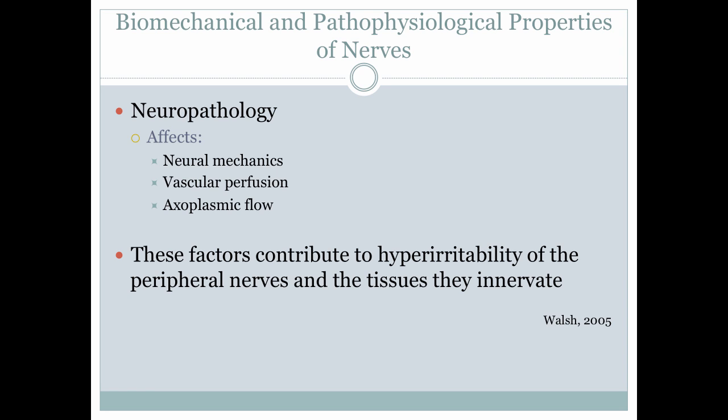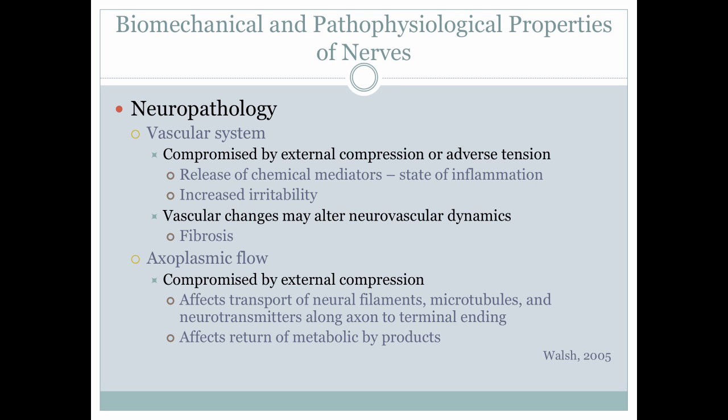So if we look at the pathology or how that affects the peripheral nerves, basically we can describe three effects, and those are changes in neural mechanics, vascular perfusion, and then axoplasmic flow. And these factors contribute to the hyperirritability of not only the nerve, but again, of that tissue that they innervate. And so if we look at the vascular system, it could be of the nerve specifically, it could be compromised by external compression or adverse tension.